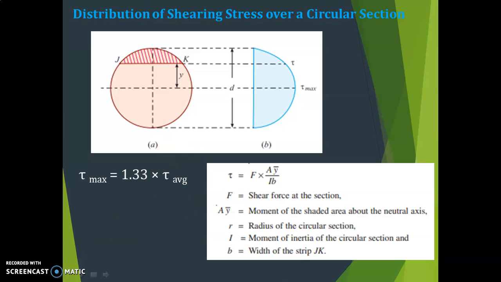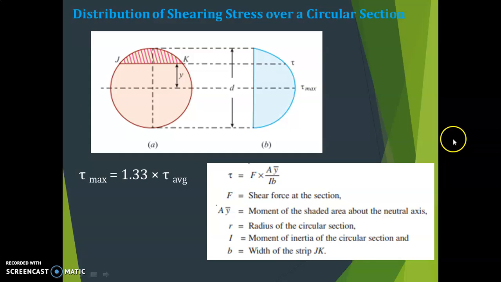So that you have to calculate, and this is the general formula for the shear stress. If it is asked to calculate somewhere here, then you have to use this formula. This is only for the maximum, that is at the neutral axis. Suppose if it is asked to calculate here, then you have to use this formula. The same thing applies to the rectangular section also. These are the same terms. Tau is the shear stress, F is the shear force, A Y bar is the moment of the shaded area about the neutral axis, R is the radius of the circular section, I is the moment of inertia of the circular section, and B is the width of the strip.